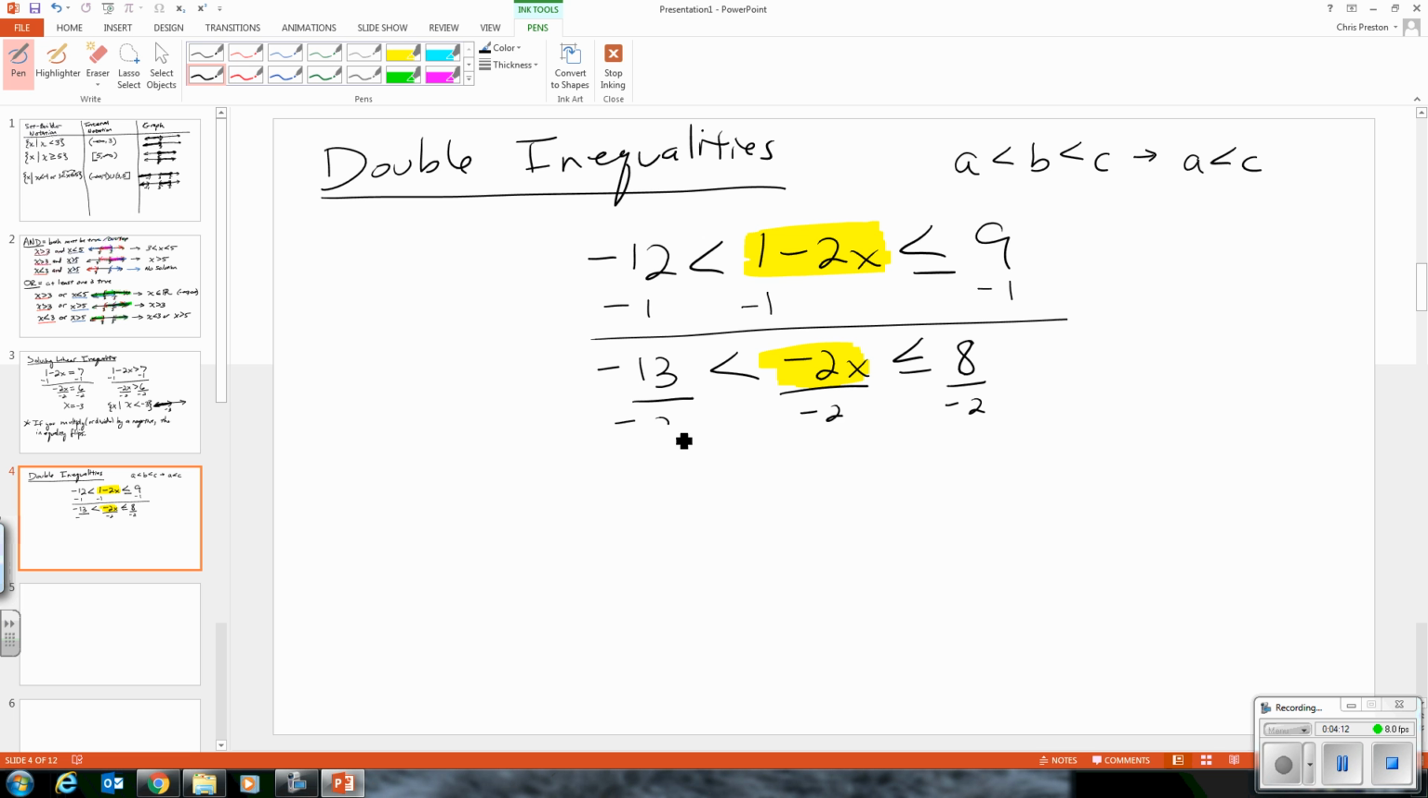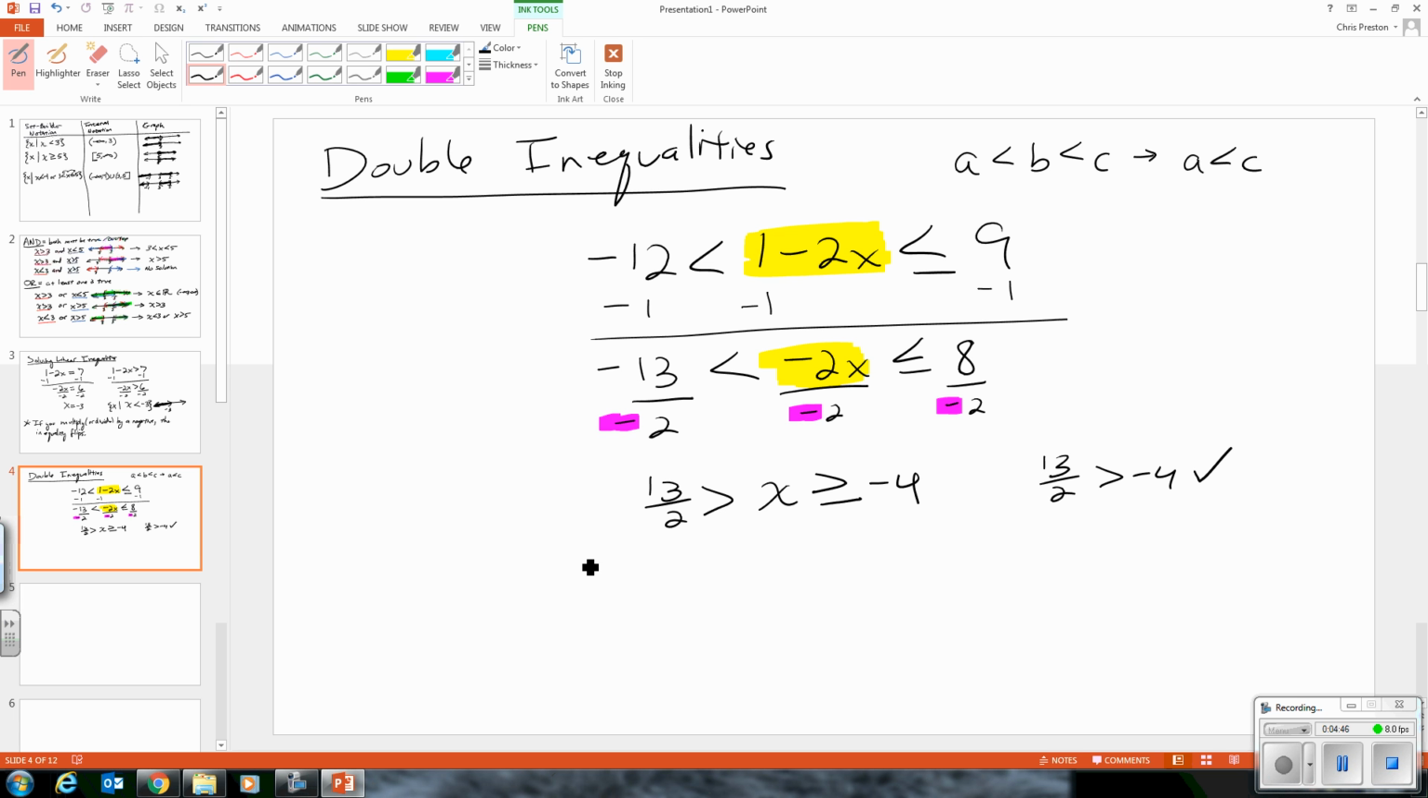And I'm going to remember my rule. Because I divided by a negative here, these flip. Dividing by -2, that's what's important. Then negative divided by negative is going to be a positive. 13/2 is now greater than x, which is now greater than or equal to positive divided by -4, so -4. And again, if you cover this up, you say, is 13/2 or 6.5 bigger than -4? Yeah, that's true. So this statement is true.